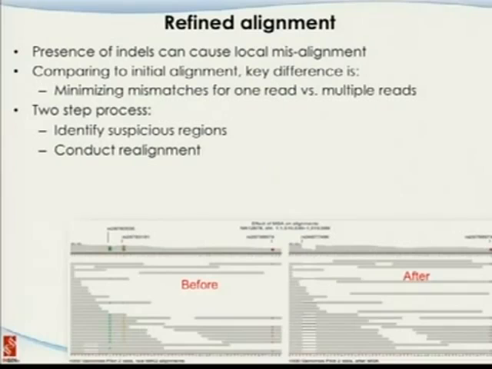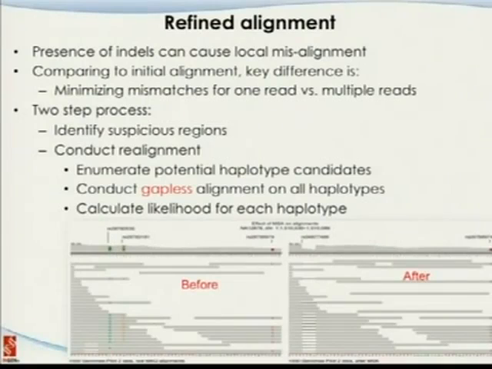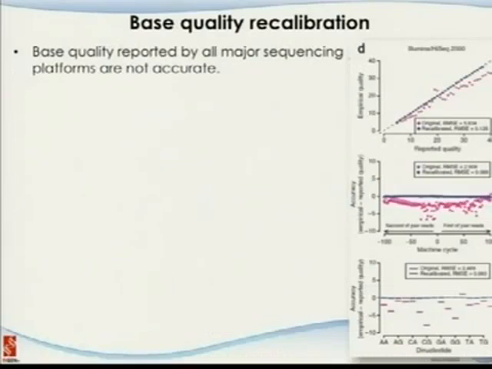That's the only difference. It's a two-step process. The first is to identify suspicious regions. There are a couple of strategies for that. I know you don't remember that, but go back to study. The second is to actually conduct the realignment algorithm. This includes identifying the haplotypes, conducting gapless alignment on all haplotypes, and calculating likelihood. I know this won't make any sense if you don't study the lecture notes.